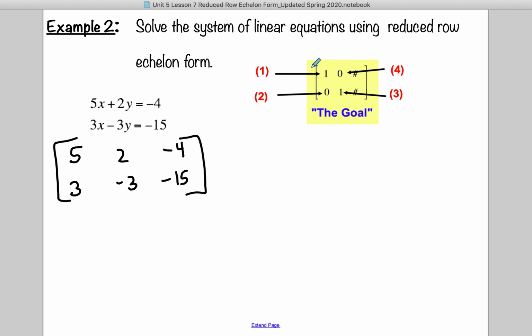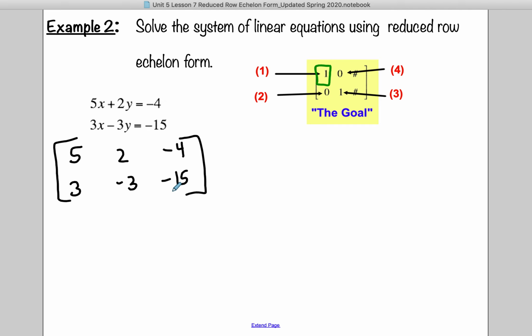I know my first goal is to make this the number 1. It's not as easy as the other one because these two numbers aren't just a distance of 1 apart. So I'm thinking, what else could I do? Another thing that I would look for when I'm starting with one of these is anybody in an entire row divisible by the same number? Can I divide out a number? If I look at row 2, what is all of row 2 divisible by? It's divisible by 3.